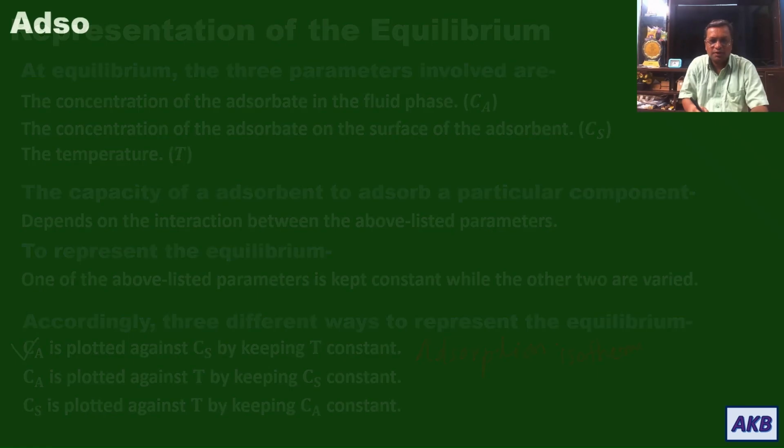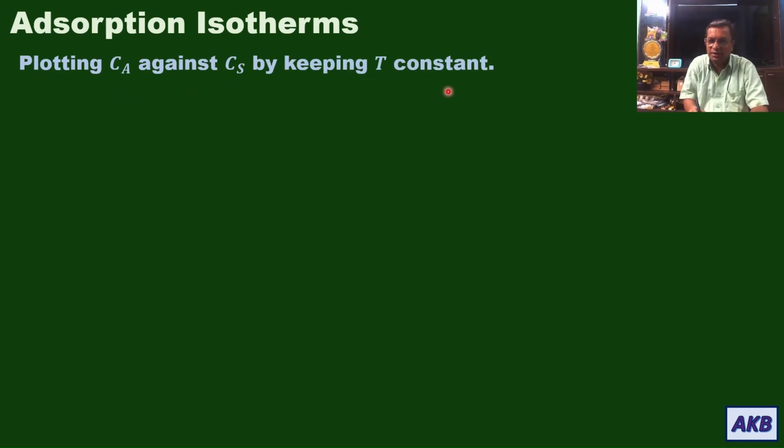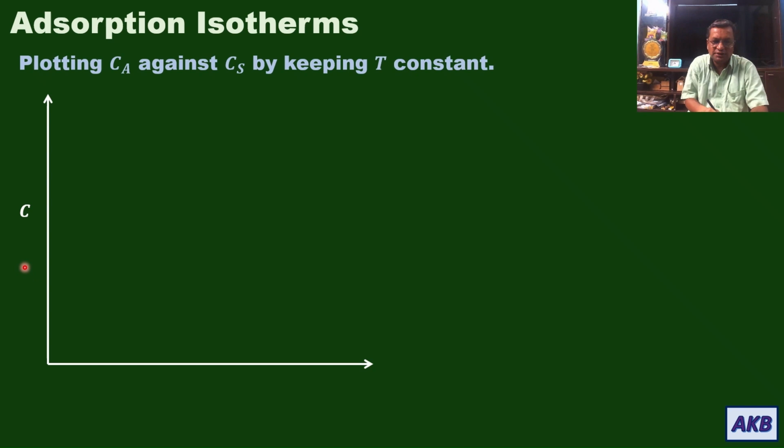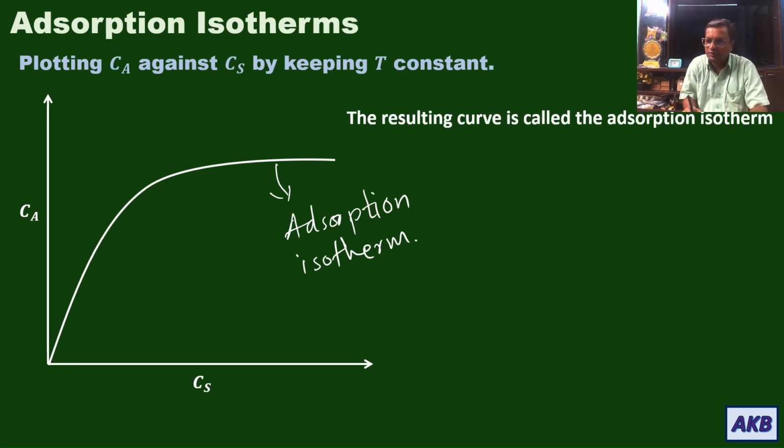So let us move on. As I said, adsorption isotherms are obtained by plotting Ca against Cs by keeping T constant. You could be plotting Ca on the y-axis and Cs on the x-axis, and you could be getting a curve like this. And this curve is then called the adsorption isotherm.